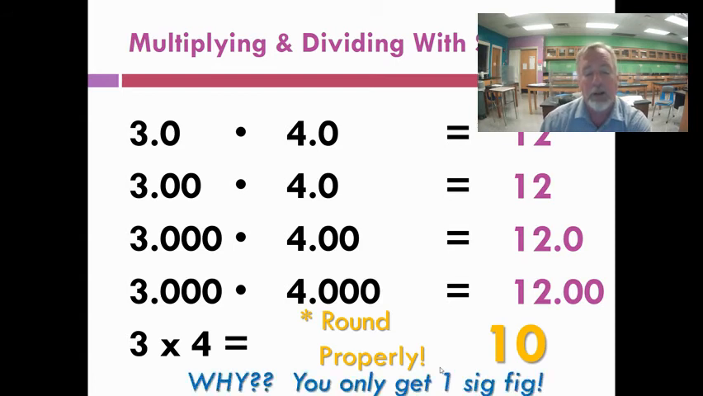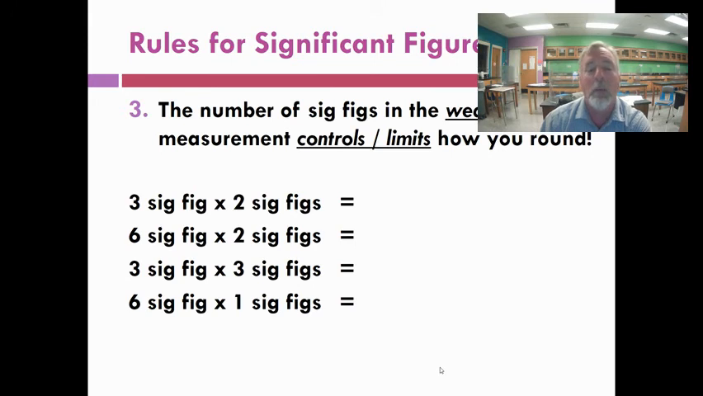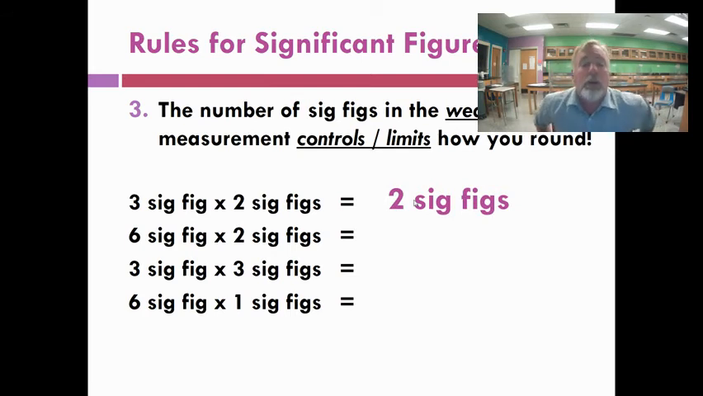So here is the rule. I don't want to show that to you because I think it's tricky. Here's our rule. The number of sig figs in the weakest measurement, the one with the least amount of sig figs, controls or limits how you round. So if we have a number that's got 3 sig figs and we're going to multiply it by another number that has 2 sig figs, 2 is the smallest number here. That means we're only going to allow 2 sig figs in our answer. So you need to look at the number of sig figs in each of your numbers. The smallest number of sig figs, the weakest one, tells you how many your answer is allowed.